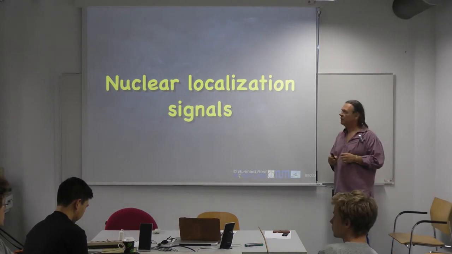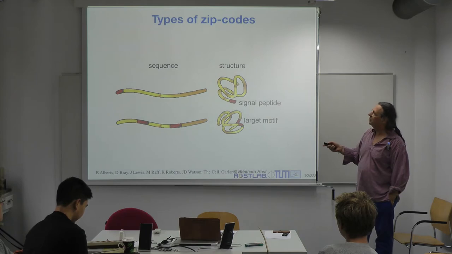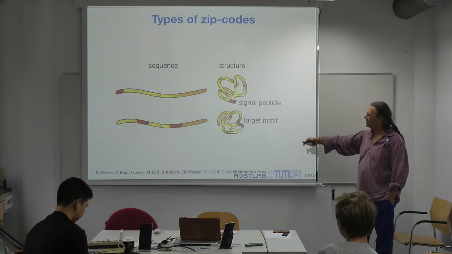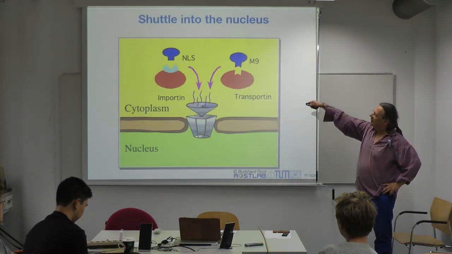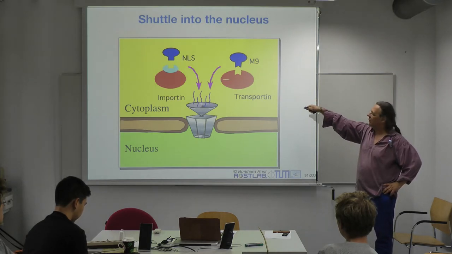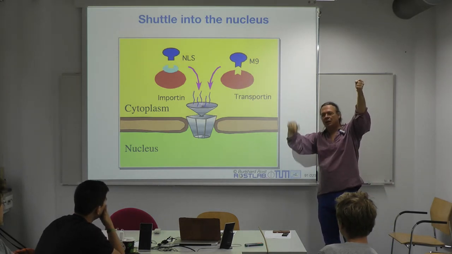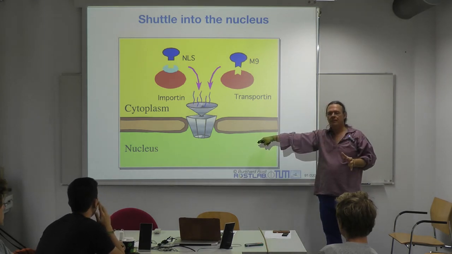Here is the next success story, and that's the nuclear localization signal that Neil already briefly alluded to. So again, there are two types of zip codes that we can imagine, the sequence and the conformation, so we needed a structure for doing that. But the NLS is such that if your protein has a nuclear localization signal, this is recognized. Here are two types of protein, so-called importins, transporters, that recognize the NLS signal, take the protein, shuttle it through the pore, and put it into the nucleus, okay?